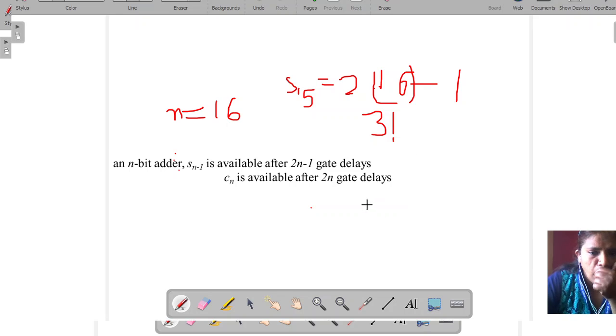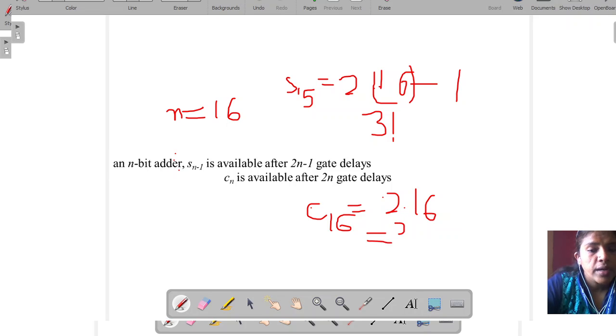Similarly, Cn is nothing but C16. The carry from the last full adder stage is obtained with 2 into 16, which is nothing but 32 gate delays.